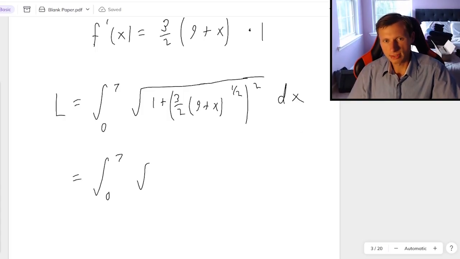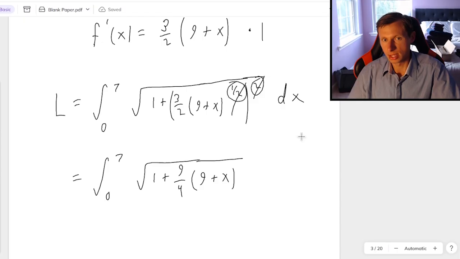The integral from 0 to 7 of 1 plus, for this squared, you have to square everything. In other words, you have to square the 3 halves, which is going to become 9 fourths. And because only the 9 plus x was raised to the 1 half, this 1 half and this squared will cancel only for the 9 plus x. In other words, 9 fourths, keep that there, and then 9 plus x. No more powers, they cancel each other out, and then dx.